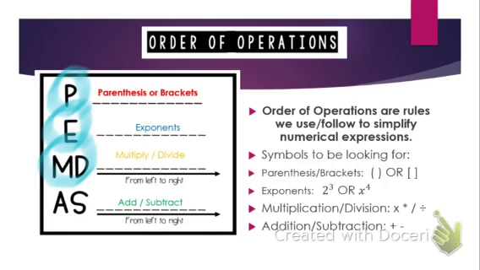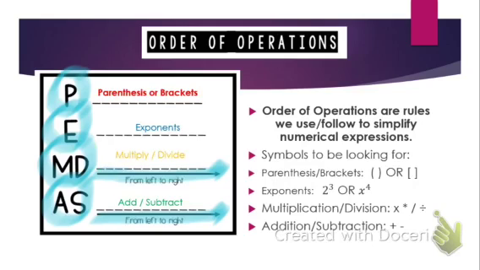And when you have multiplication and division on the same line, you perform the operations from left to right. So you start with the operation that's furthest to the left, solve it, and then move on to the next one. A is for addition, S is for subtraction, and just like multiplication and division, when you have addition and subtraction on the same line, same step, you perform the operations from left to right. Order of operations are rules we follow to simplify numerical expressions.